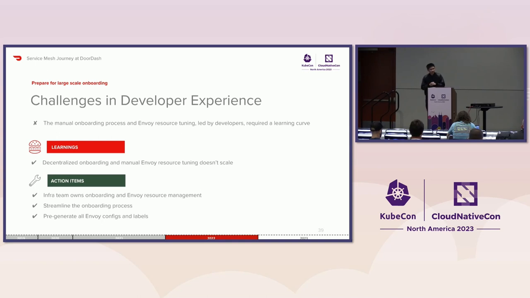We also realized many challenges in developer experience could prevent us from having a large-scale adoption. Firstly, we used to ask teams to follow some onboarding documentation to onboard their service. Adding some labels and some network configuration sounds easy, but actually, every team needed to follow the documentation, and we are talking about 400 more services here. So we realized this decentralized onboarding approach doesn't scale for us. Similarly, we asked every individual team to manage their Envoy sidecar resources, which doesn't scale as well. So we decided to have the infra team own the onboarding process and the resource management story, which is the team most familiar with the process and the team most motivated to improve it. And eventually we did streamline the onboarding process by pre-generating all those Envoy configurations and labels for all services.